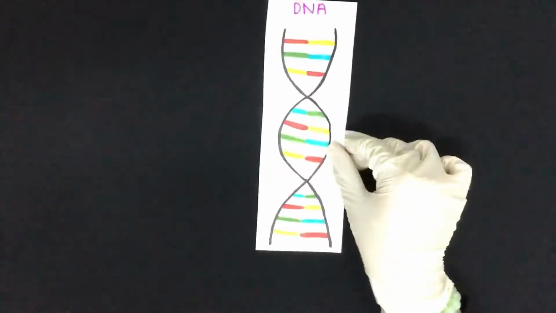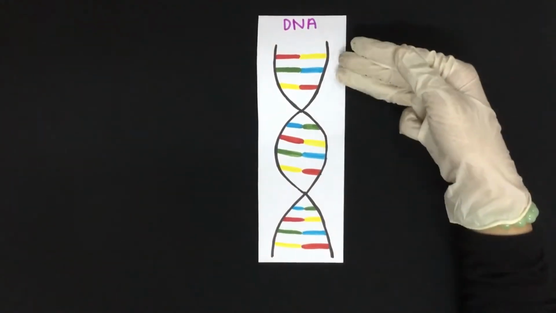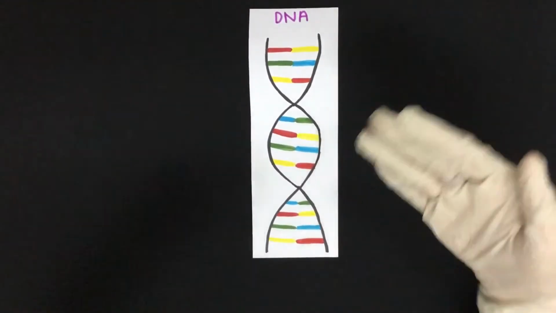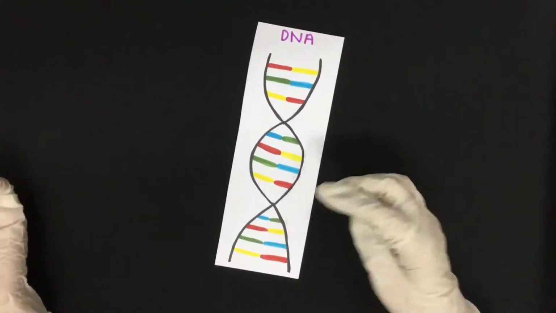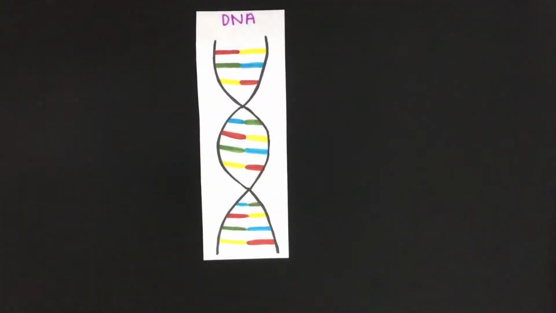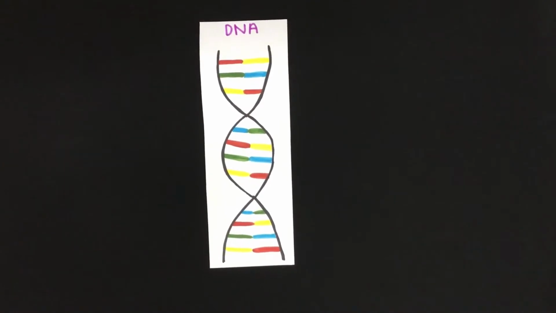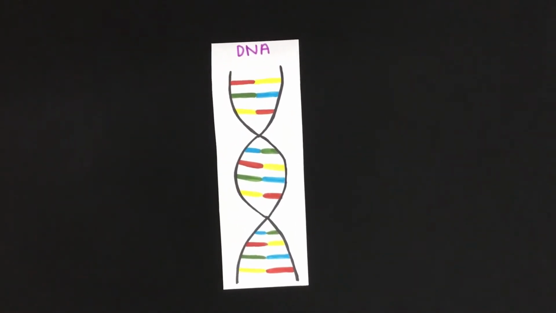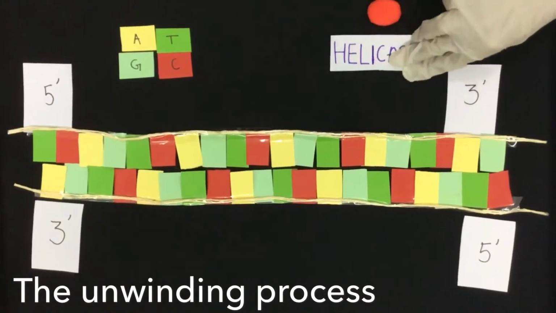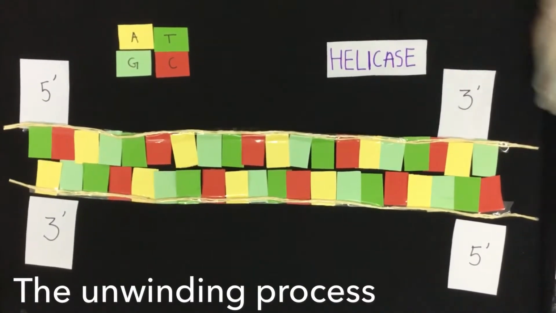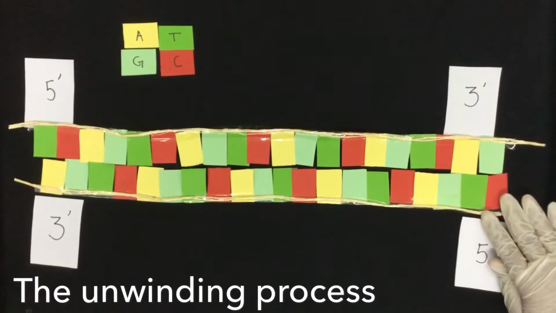DNA replication starts at a certain part called the origin. This part is identified by a certain DNA sequence. There can be multiple origins within the DNA strand. Let's get started. This is helicase. Okay, so helicase will come in.